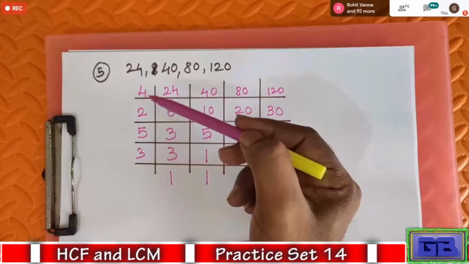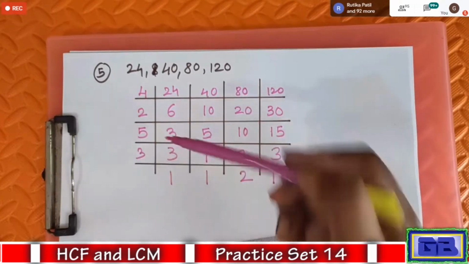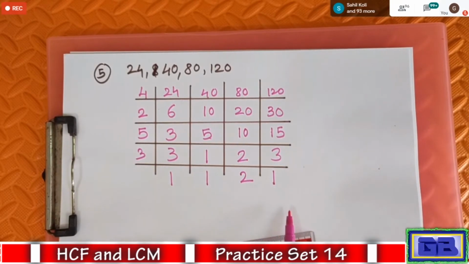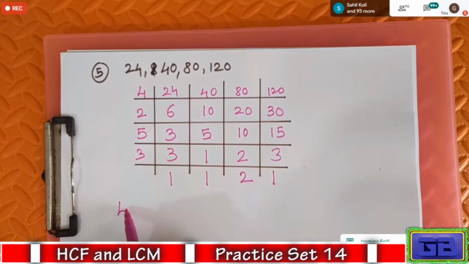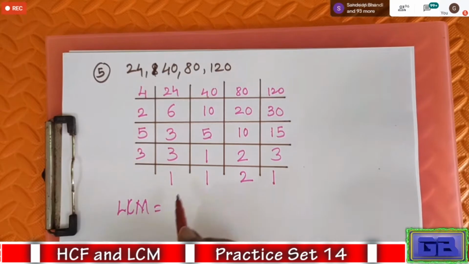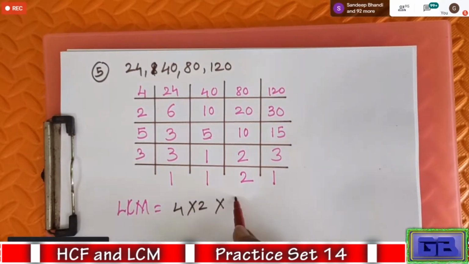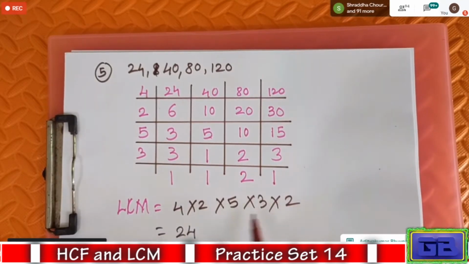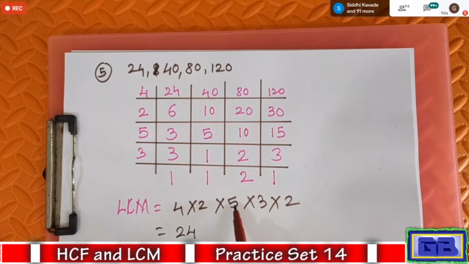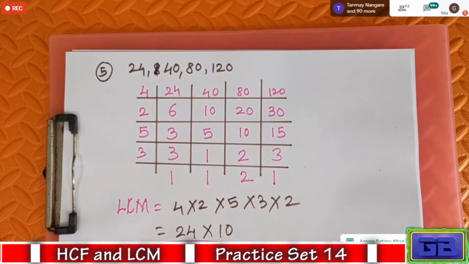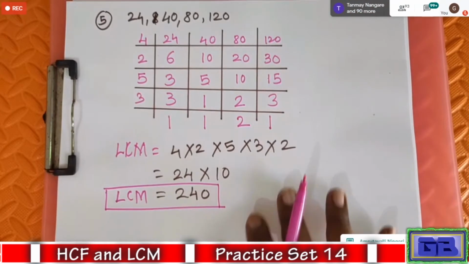Now 4, 2, 5, 3 and here 2. We will take all factors down and we will multiply. LCM equals 4 into 2 into 5 into 3 into 2. 24, yes, correct. 5 twos are 10. Now 24 tens are 240, which is the LCM of these given numbers.